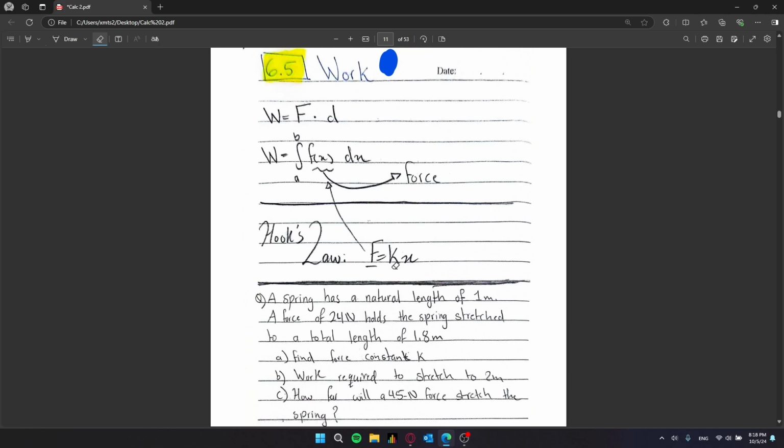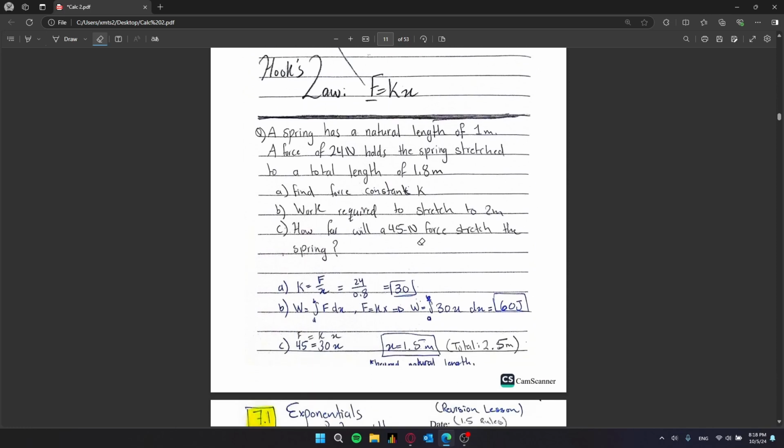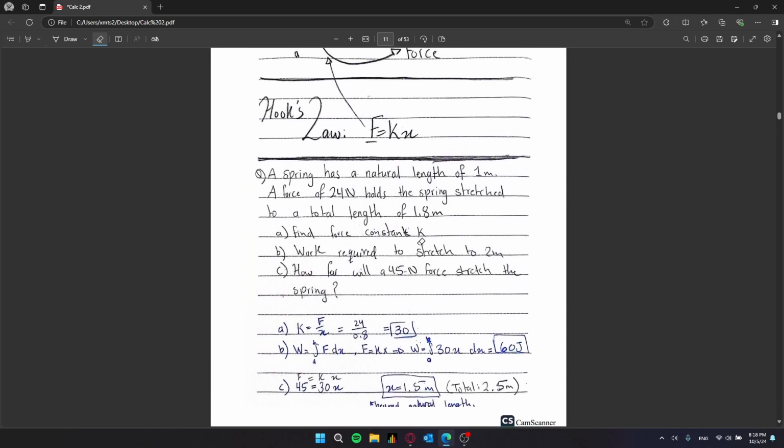So if you have a word question, as such, the solving would be as follows. You are just going to use the different keys, the different values that the question has given you, such as a force of 24 Newton holds for a length of 1.8.